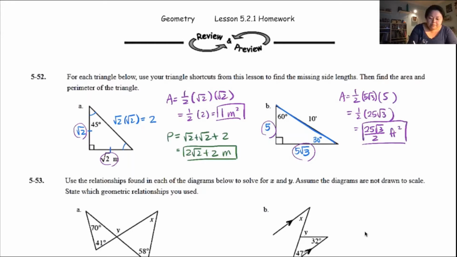Okay. Perimeter, we're going to walk around the whole shape. So we're going to take 10 plus 5 plus 5 root 3. That will give me 15 plus 5 root 3 feet. Okay, and that is the exact answer for those two problems.